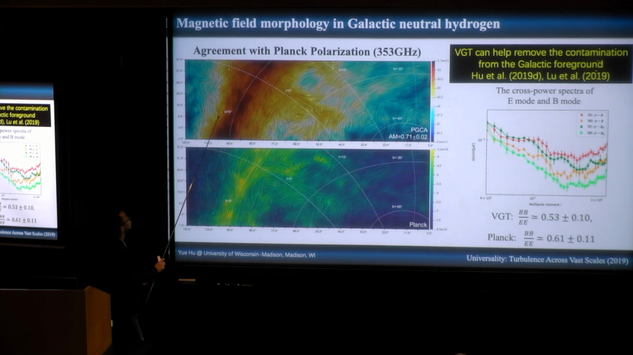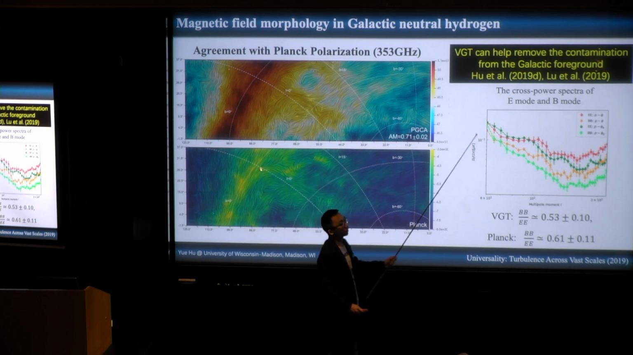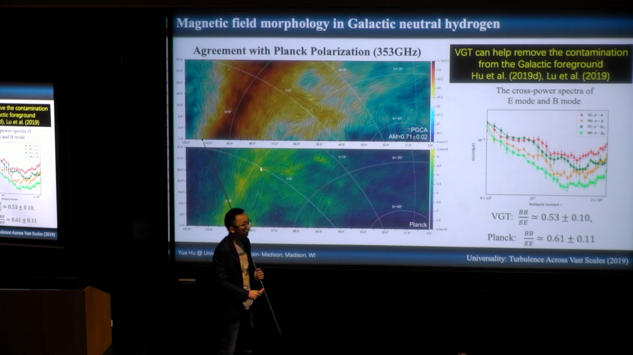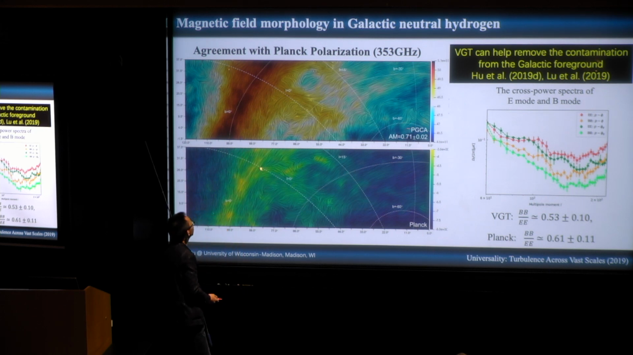Here, the top figure is the magnetic field from the velocity gradients, and the bottom figure shows the magnetic field from Planck dust polarization. This shows very good agreement, and if we calculate the power spectrum for the B mode and E mode, they also show similar results. You can see from the ratio of the B mode and E mode, they agree with the result from the Planck polarization.